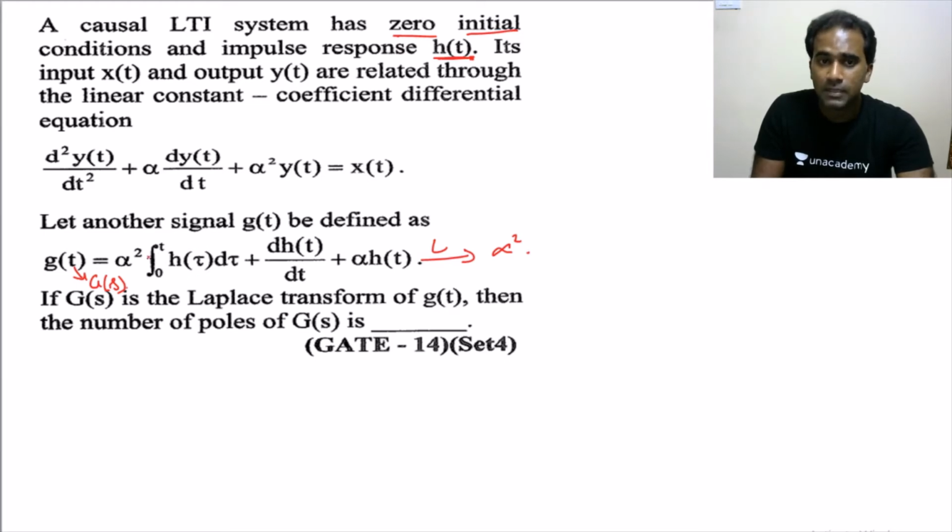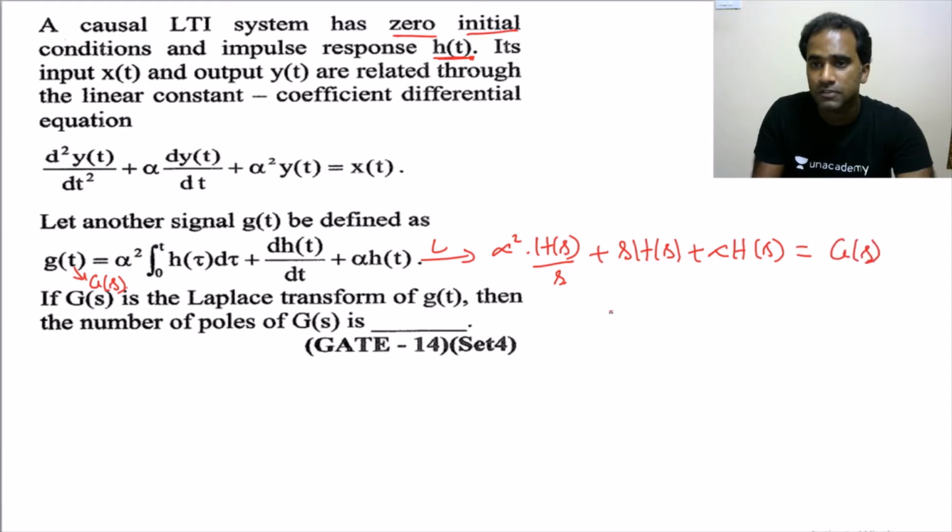For unilateral Laplace transform, when integration is from 0 to t, the Laplace transform of h of t is capital H of s, and if it is integrated from 0 to t, the Laplace transform will be divided by s, plus the Laplace transform of d by dt of h of t is s into capital H of s, plus alpha times capital H of s. All this is equal to the Laplace transform of g of t, which is g of s.